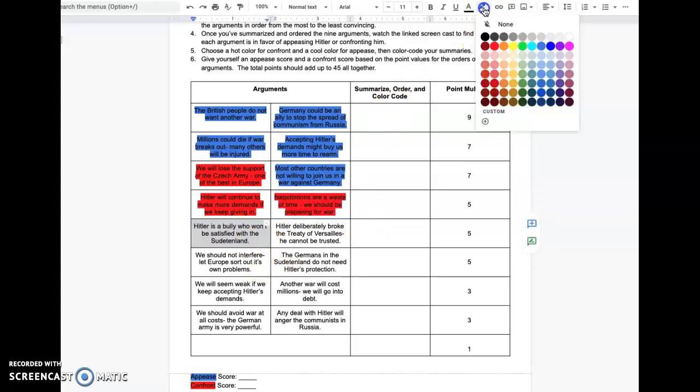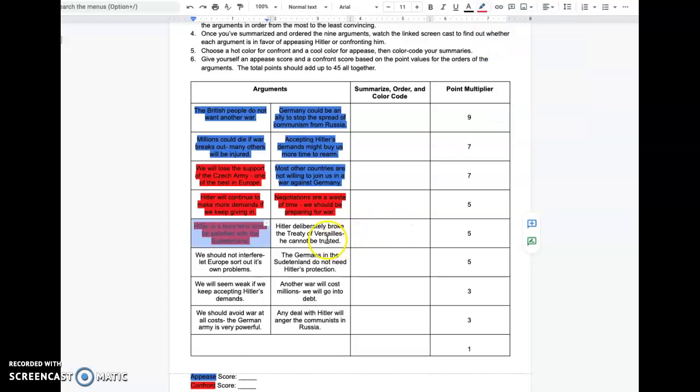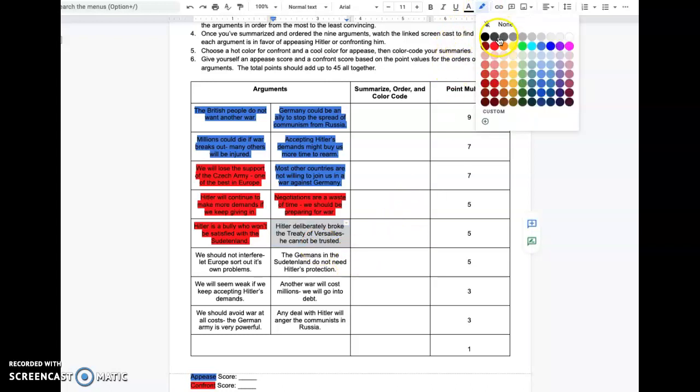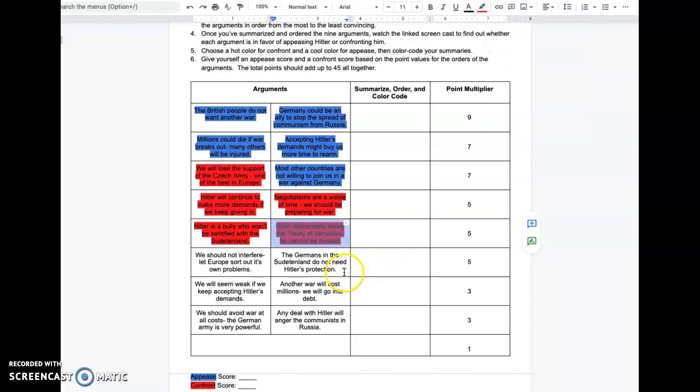Very similar to the argument above, but perhaps that argument resonates with you enough for it to be in there twice. Another confront argument: Hitler deliberately broke the Treaty of Versailles. He cannot be trusted. That is another confront argument saying, hey, he says he's going to stop making demands, but we don't believe him. We should not interfere.